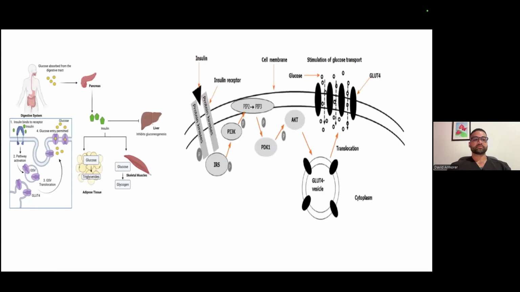Here's a nice diagram just to understand the actions of the GLUT4 receptors as they're brought out onto the cell membrane to bring the glucose within the cell. So here you can see, as we spoke about, the cascade with the insulin receptor, the IRS cascade, as well as straight down to the kinase mechanism, which activates the GLUT4 vesicle, which translocates the GLUT4 receptors straight to the cell membrane to activate and bring in the glucose into the cell.